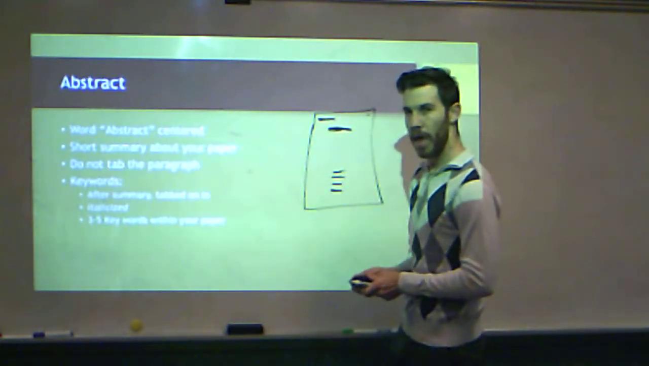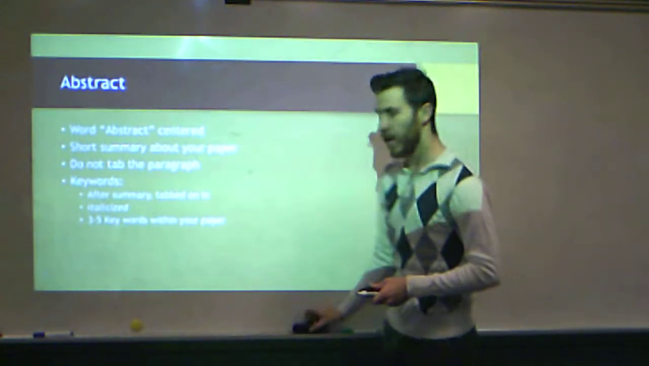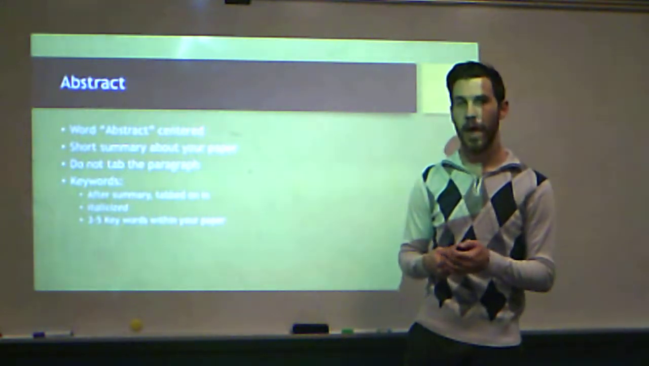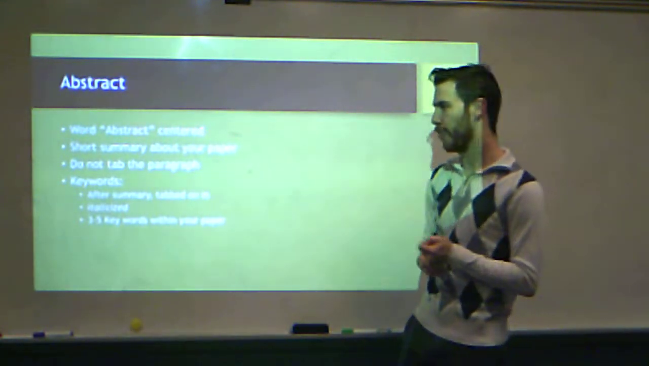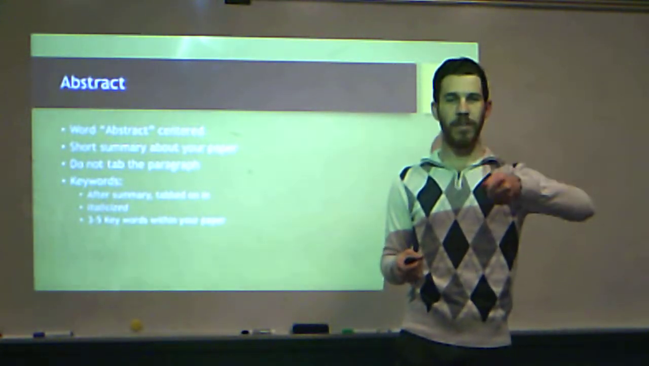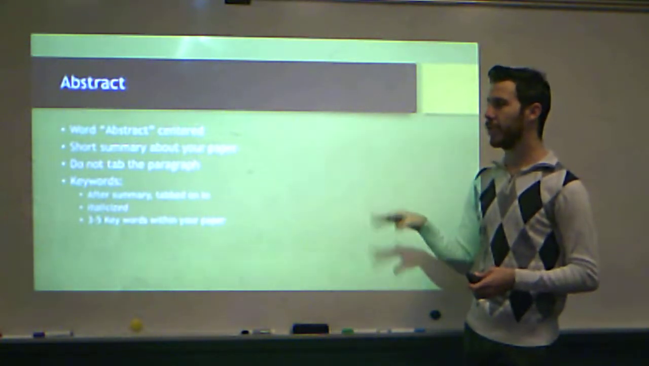Okay? Then you're going to have an abstract. You will not do an abstract for basically any of your papers except for your final paper for this class. That's the only time you're going to need an abstract. Okay, but an abstract is basically a summary. So think of a book. The back of the book has the summary. That's what an abstract is, but it's at the very front, right after your title page.